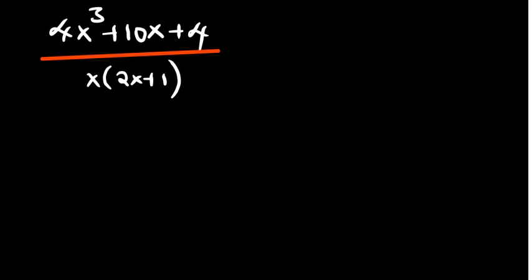Okay, how about a case where you have an improper fraction? How do you approach such a question? You have an improper fraction like that one, where we have 4x to the power 3 plus 10x plus 4 over x(2x+1). How do you solve such a question?